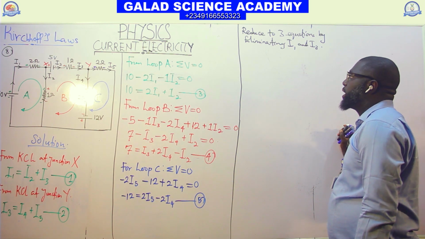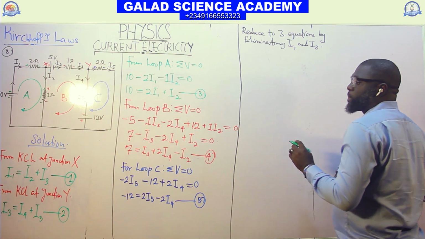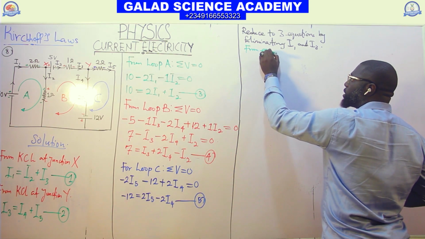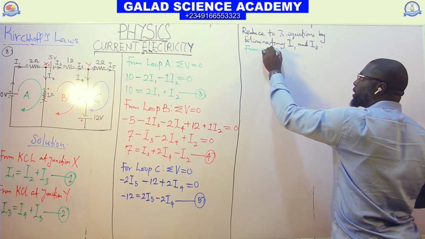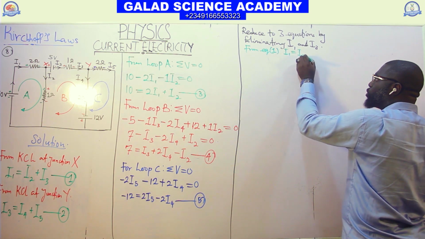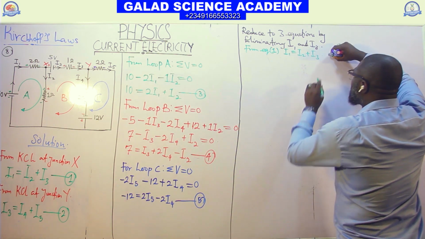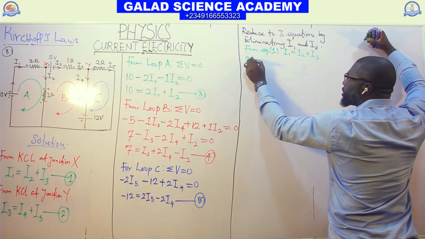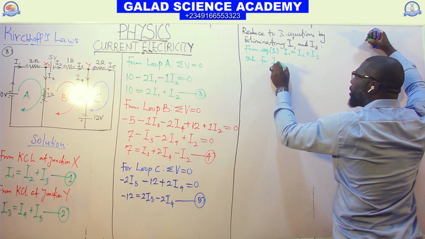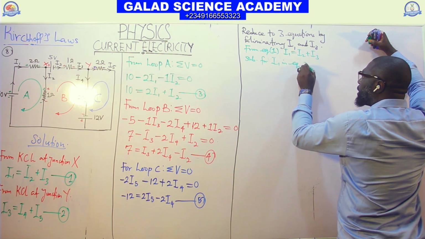I1 and I3. From equation 1, I1 is equal to I2 plus I3. So let's substitute for I1 in equation 3.